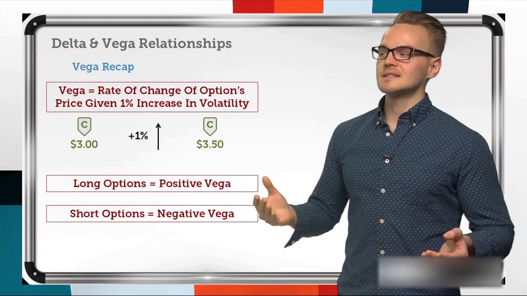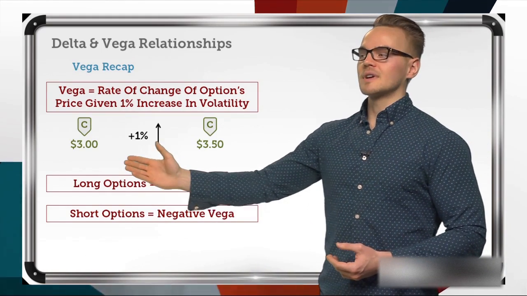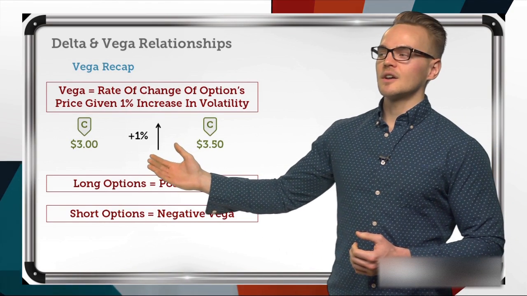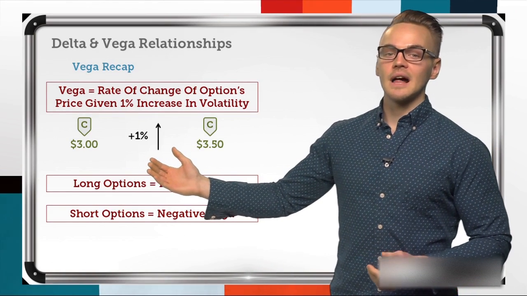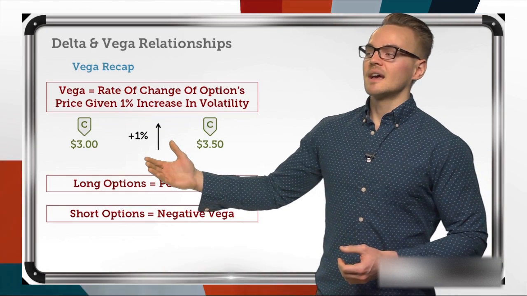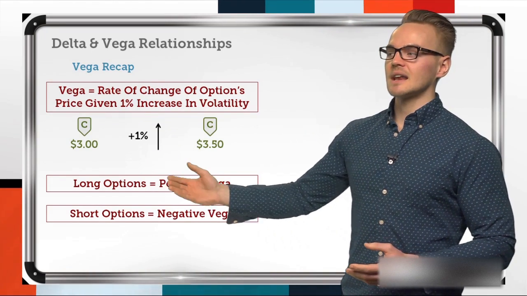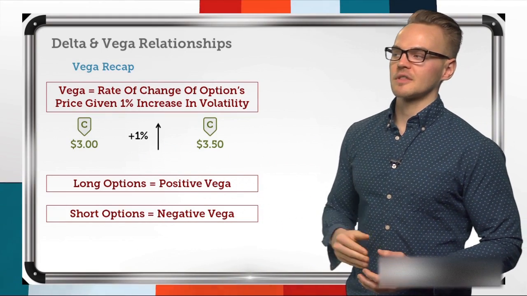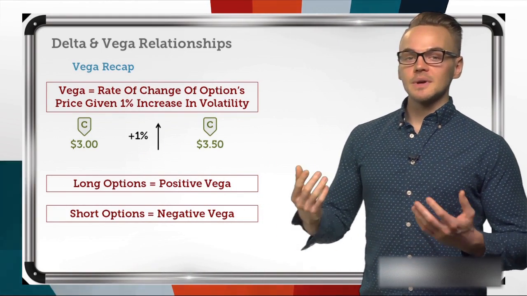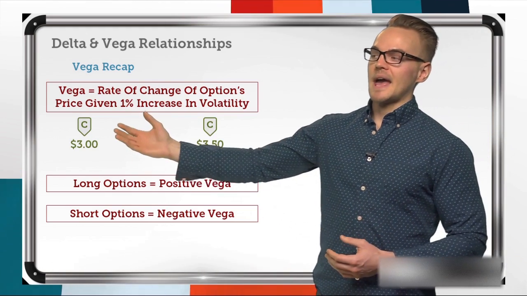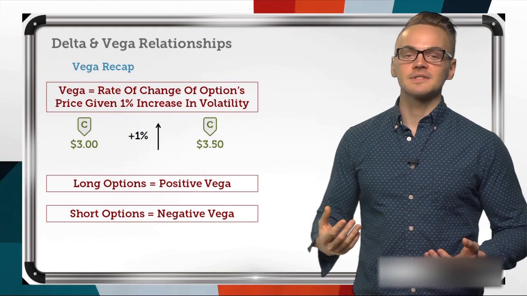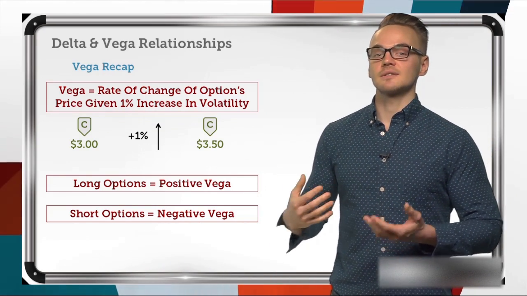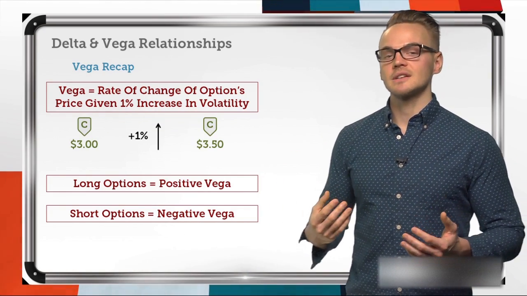So let's look at that exact same scenario. We've got that same call that's worth $3, but now instead of looking at the underlying's price change of $1, we're actually looking at the underlying's implied volatility move. So let's say that implied volatility goes up 1%, and now my option is worth $3.50. That would also indicate that my option had a Vega value of 0.50 or 50 Vega. That's a pretty high Vega value. That would indicate that it's very sensitive to changes in implied volatility.